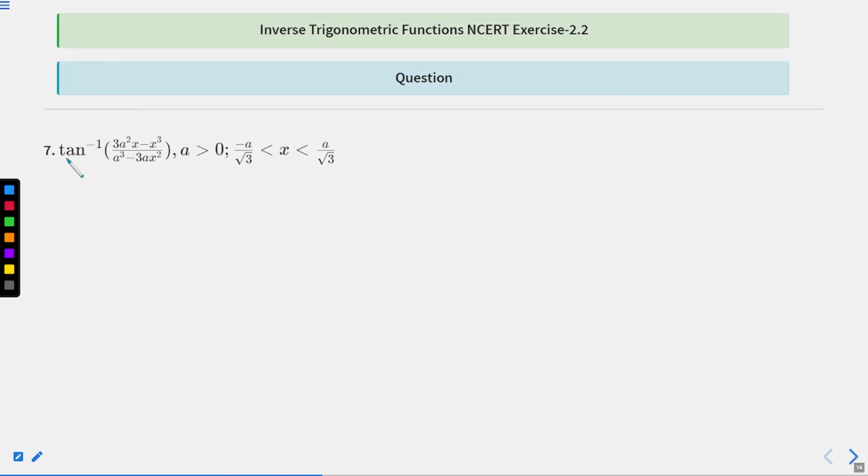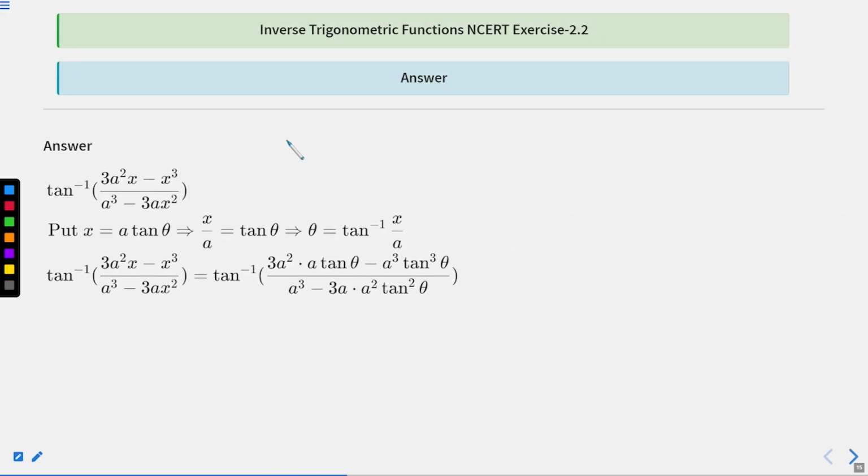Now, question 7 says that tan inverse of 3a square x minus x cube over a cube minus 3x square is given. Write it down in simple form. So how are you going to think? Quite easy. Just put x equals a tan theta. So your theta will be tan inverse x by a.